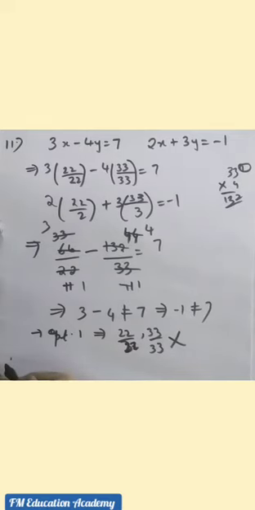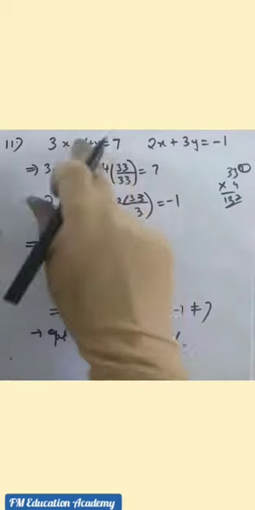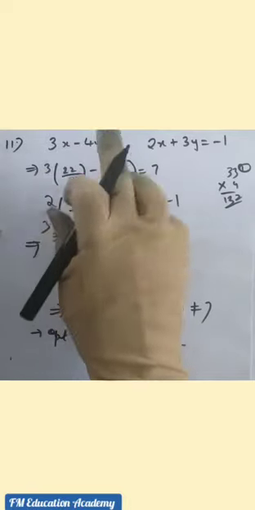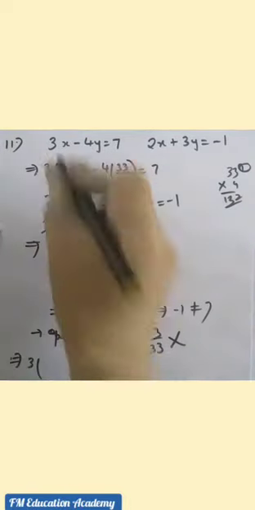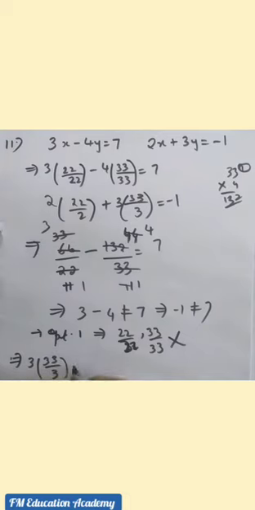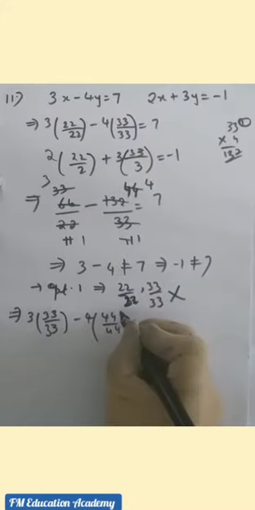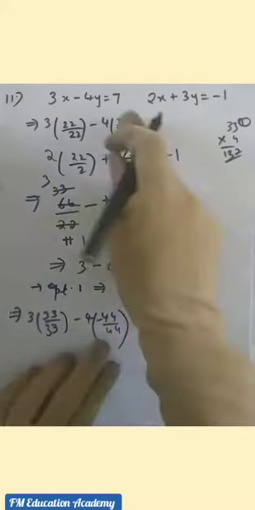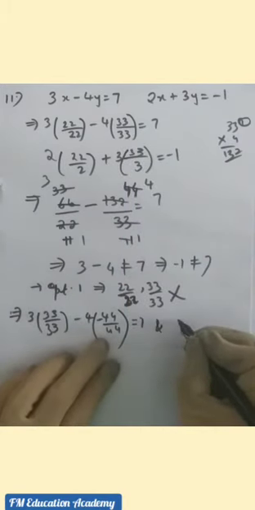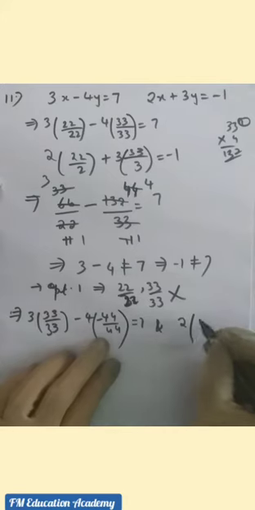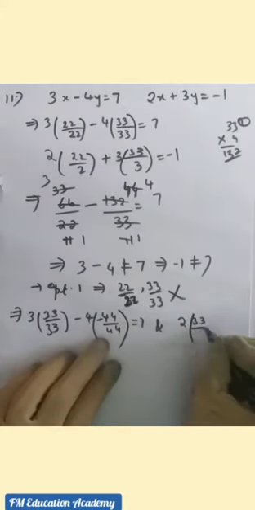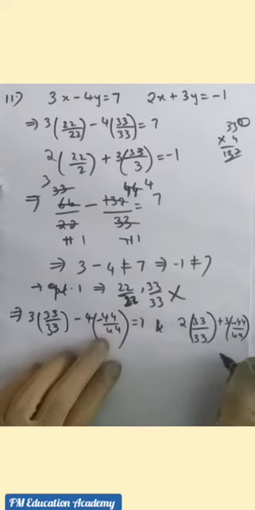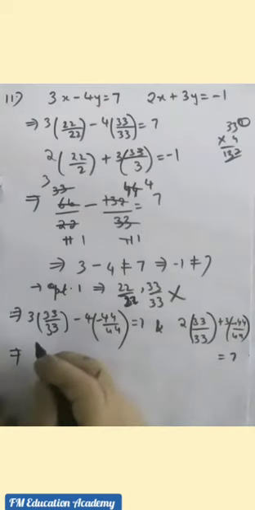Observe option 2. Option 2 is x value is 33 by 33 and y value is minus 44 by 44. So again in both equations, substitute those values, 33 by 33 and minus 44 by 44. So 3 into x, which is 33 by 33 in the second option, minus 4 into y, which is minus 44 by 44, is equal to 7. And we have 2 into x, which is 33 by 33, plus 3 into minus 44 by 44 is equal to minus 1. Observe, both will get cancelled.